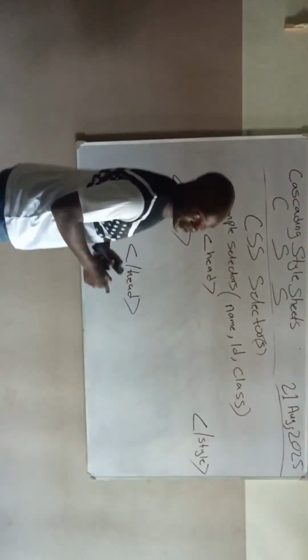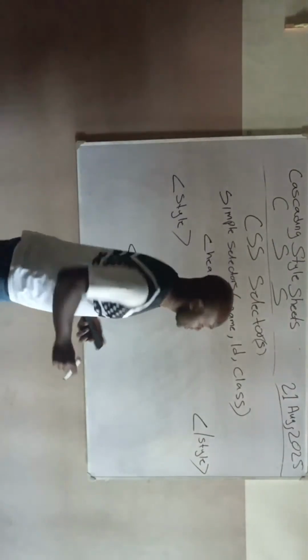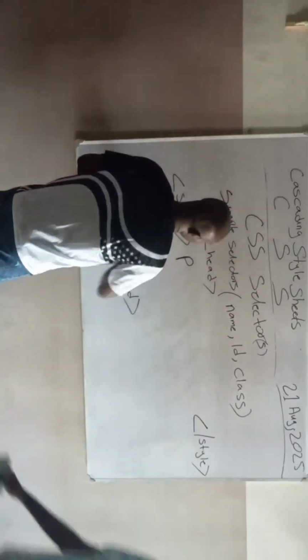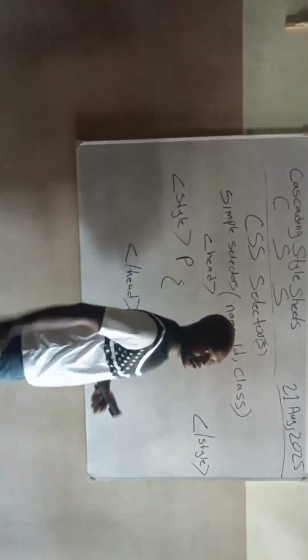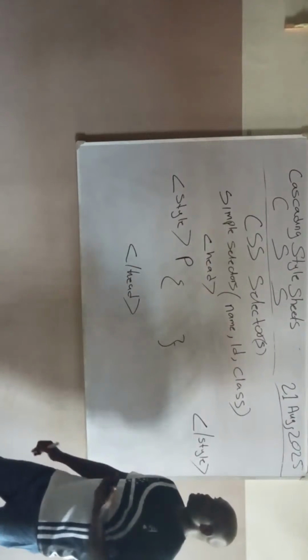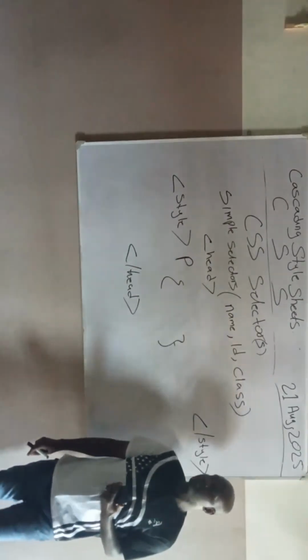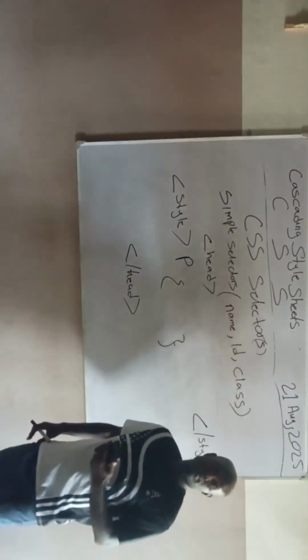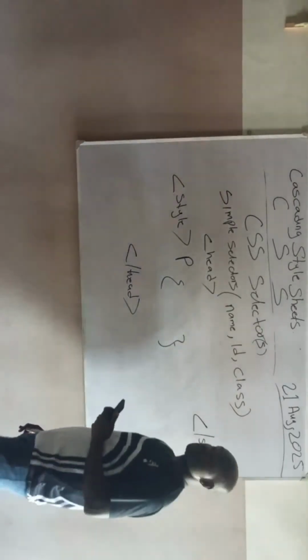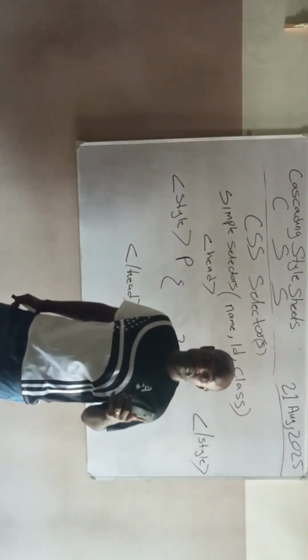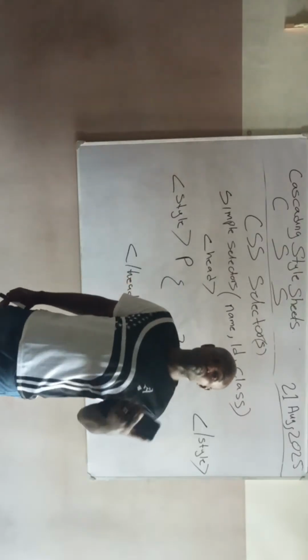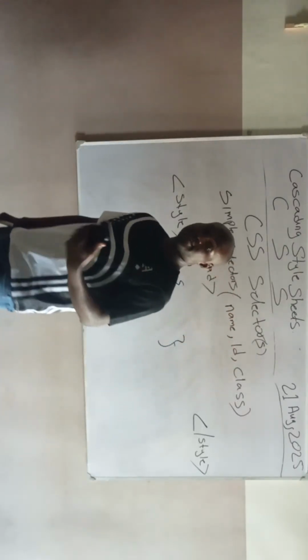Then, inside your style tag, inside your style element, using P as the example, we have our block and we have our closing block. Is that clear? Do you understand this part? Look at the block very well. Inside the style tag is where you now put your CSS code, or you write your CSS code.